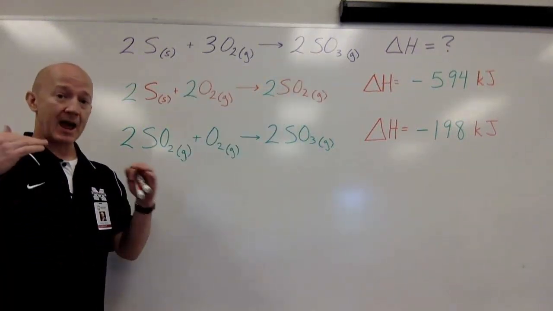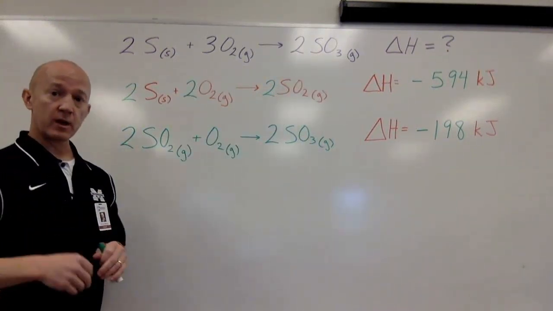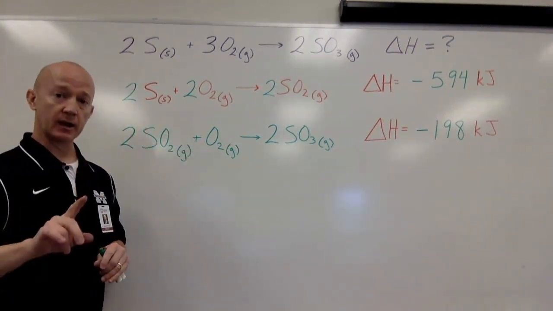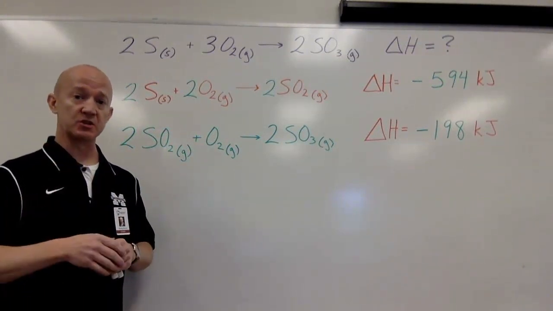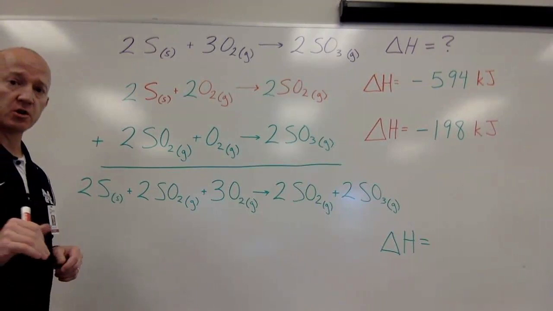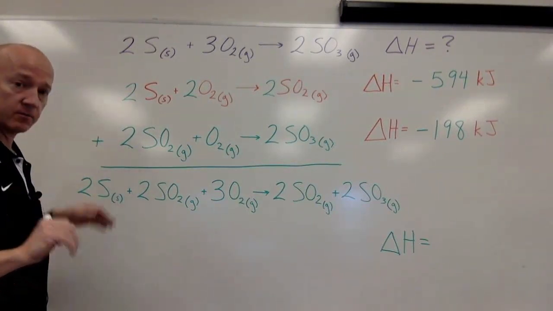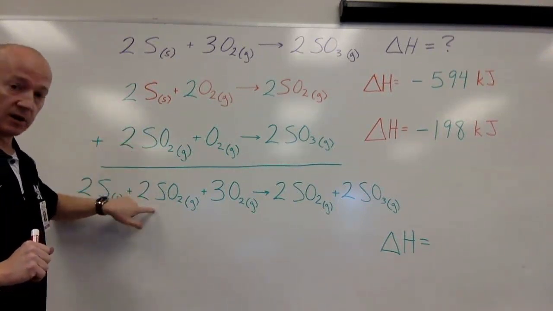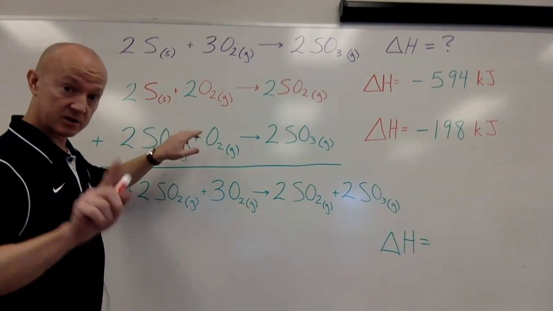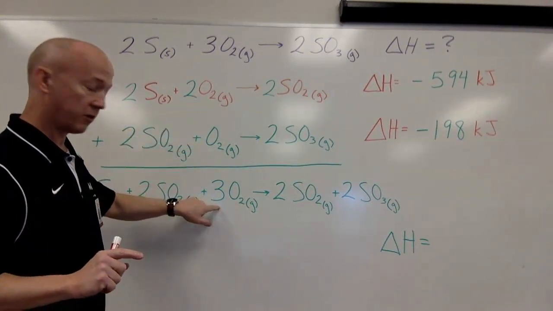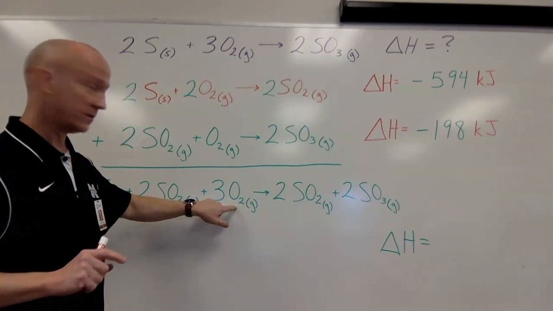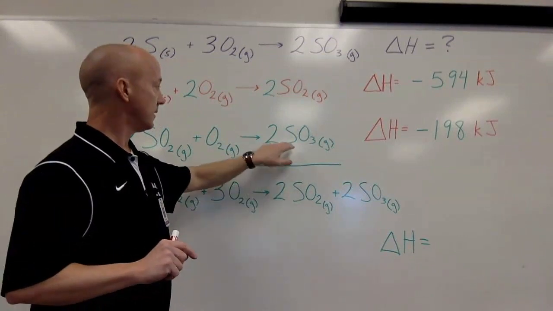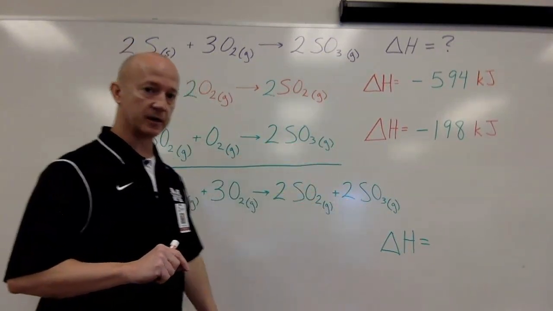Now what we'll do is add these two equations together. We'll add all the reactants together and add all the products together and see what we get. We'll also add the enthalpy changes together as well. One thing I wanted to show you is that when we add these two reactions together, here's what we get: 2 moles of sulfur plus 2 moles of sulfur dioxide plus 2 and 1, 3 moles of oxygen yields 2 moles of sulfur dioxide and 2 moles of sulfur trioxide.